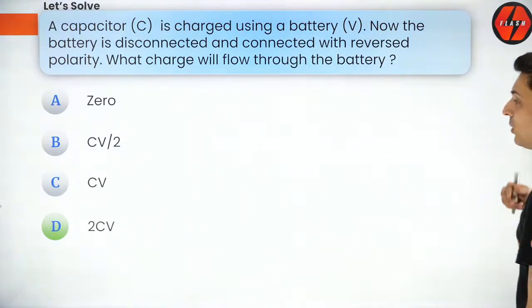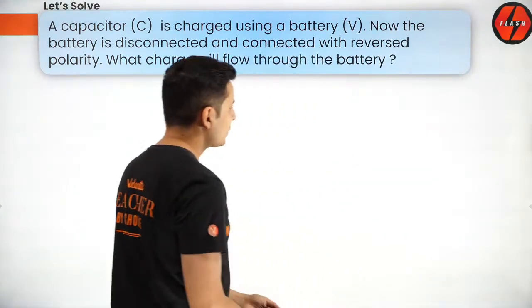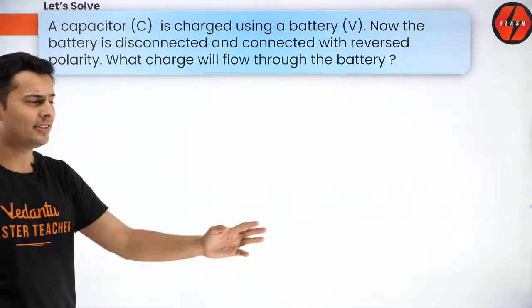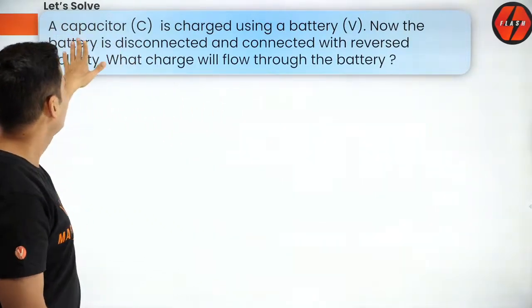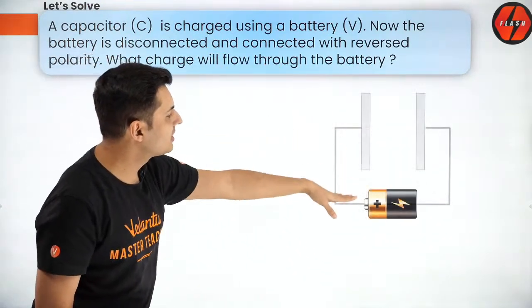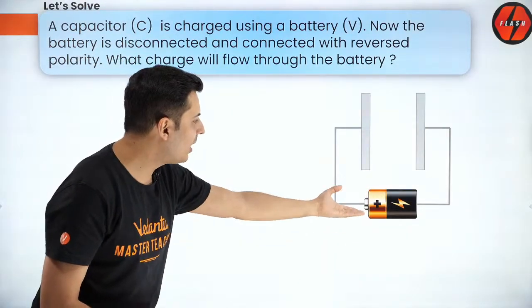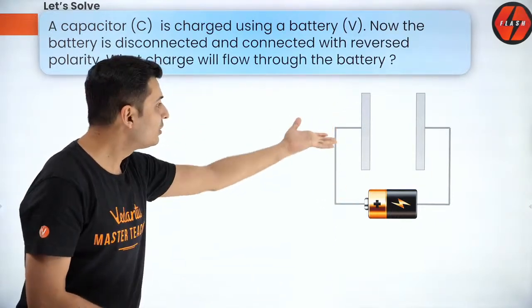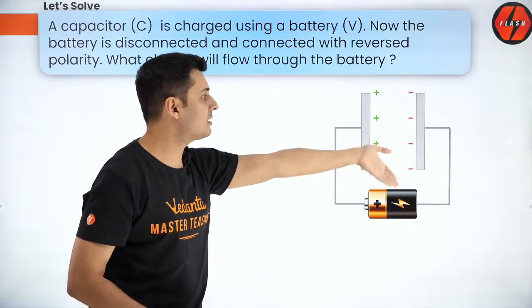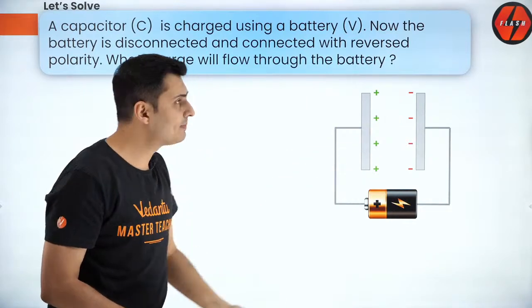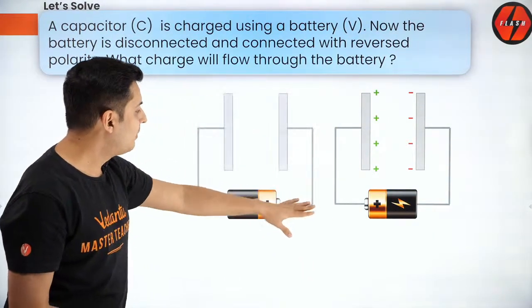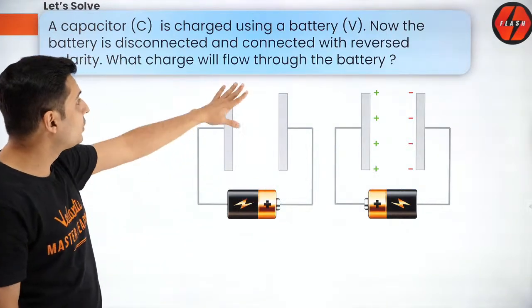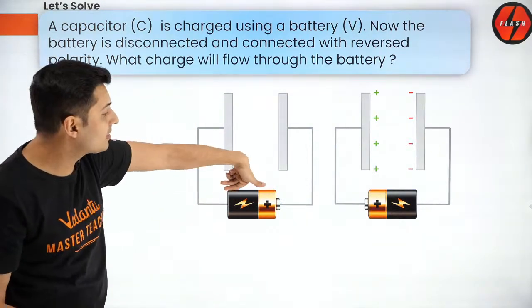So guys, let's try to understand. I've made some very cool visualization for all of you. So let's look at it part by part. Understand this. A capacitor is charged using a battery. This is a battery. Wow, such a cool looking battery. This is the capacitor. You charge it. So these will be the charges on the plates of the capacitor, obviously. Now, the battery is disconnected, and what you do, you connect it with the reverse polarity.